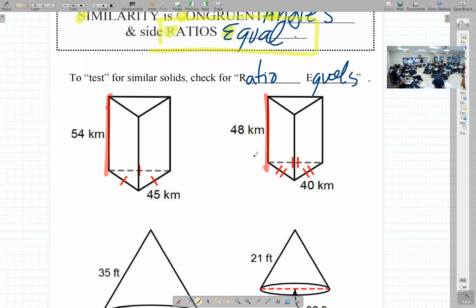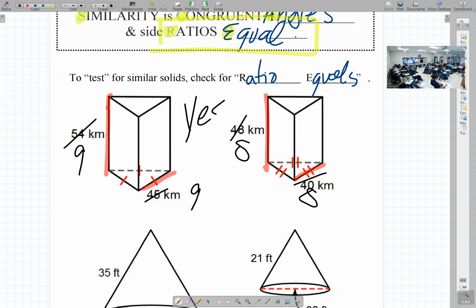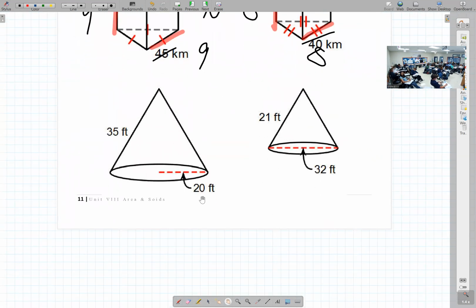Chi-Chi, what you got? 9, 8. Ready. Trace 45 and 40. Reduce. 5 seconds. Fasa, what'd you get? 9 and 8. So this is a yes. They are similar.